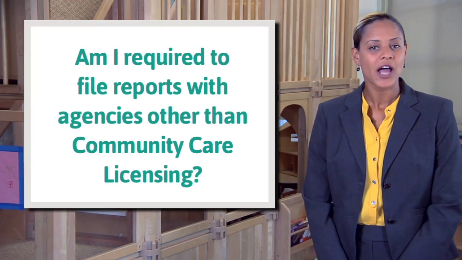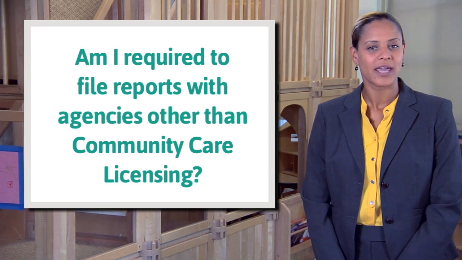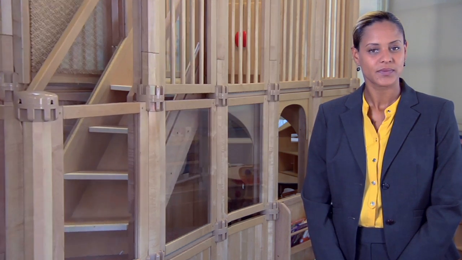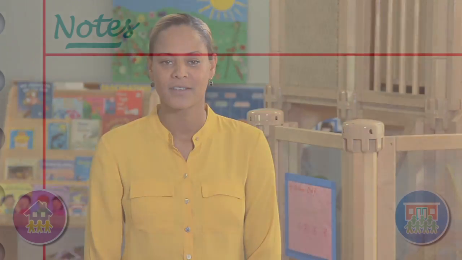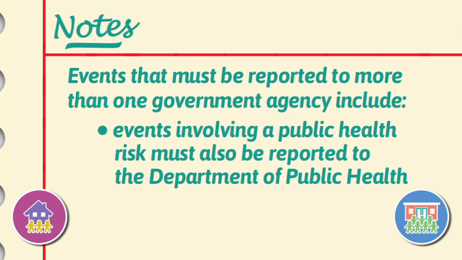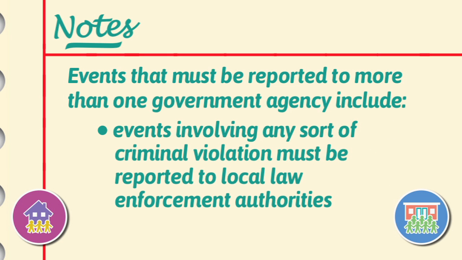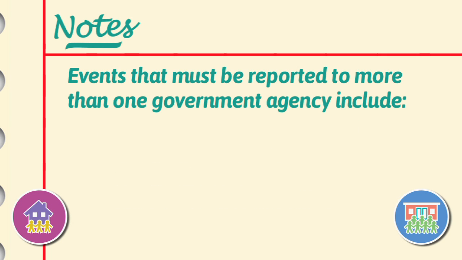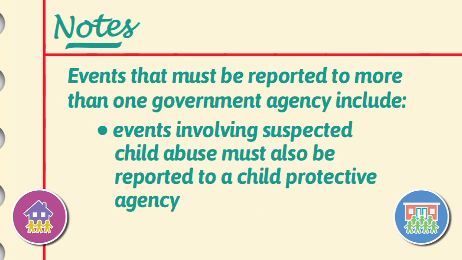Am I required to file reports with agencies other than Community Care Licensing? Some events must be reported to more than one government agency. For example, events involving a public health risk, such as an outbreak of a communicable disease, must also be reported to the Department of Public Health. Events involving any sort of criminal violation must be reported to local law enforcement authorities. And events involving suspected child abuse must also be reported to a child protective agency.